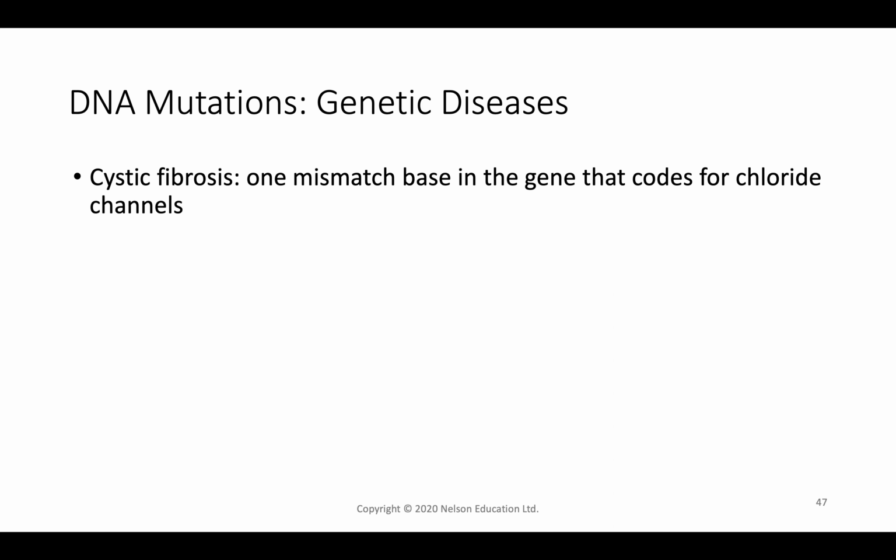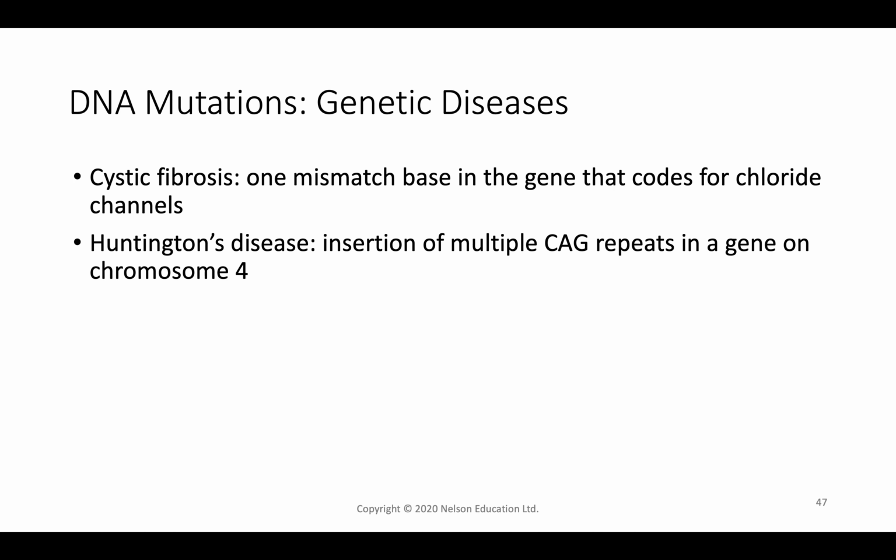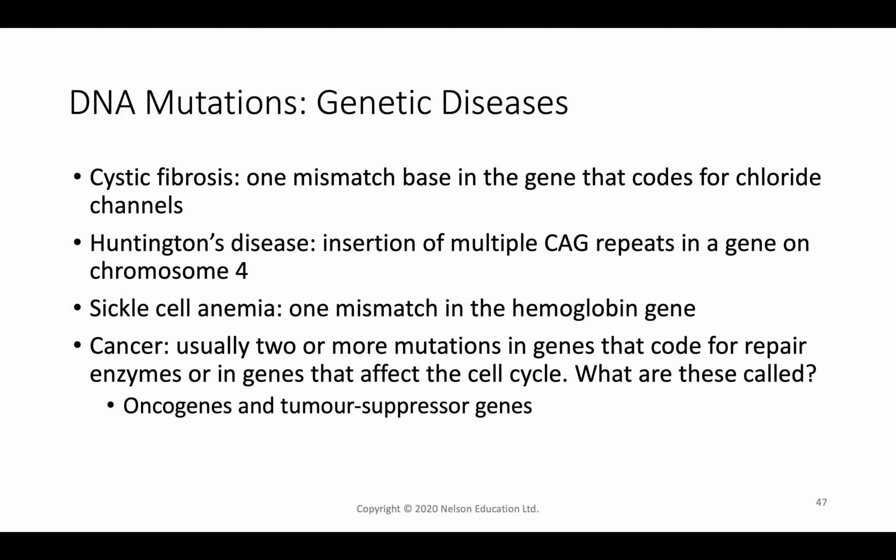Now, here are some examples of genetic diseases. Cystic fibrosis is one, Huntington's disease is one, sickle cell anemia, and cancer. These are all different genetic diseases that arise based on a mismatch in genes that do something important. So in cystic fibrosis, there is a mutation in a gene that codes for the chloride channels, and during respiration, they're making thicker mucus than normal and aren't able to expel it. So they're having a hard time breathing.